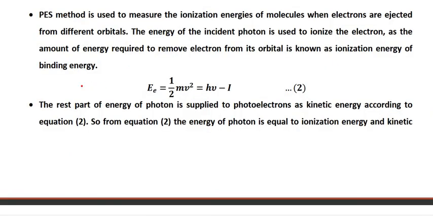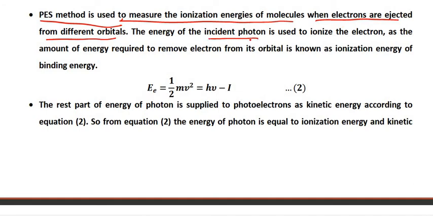In the next point, as we all know, Einstein's method is used to measure the ionization energy of molecules when electrons are ejected from different orbitals. The energy of the incident photon is used to ionize the electron. The amount of energy required to remove an electron from its orbital is known as ionization energy, and it is related to the kinetic energy of the electron by equation number 2, which we have already discussed in the last lecture. In this equation, E is the kinetic energy of the electron, equal to half mv squared, h nu is the energy of the incident photon, and I is the ionization energy or binding energy of the electron.